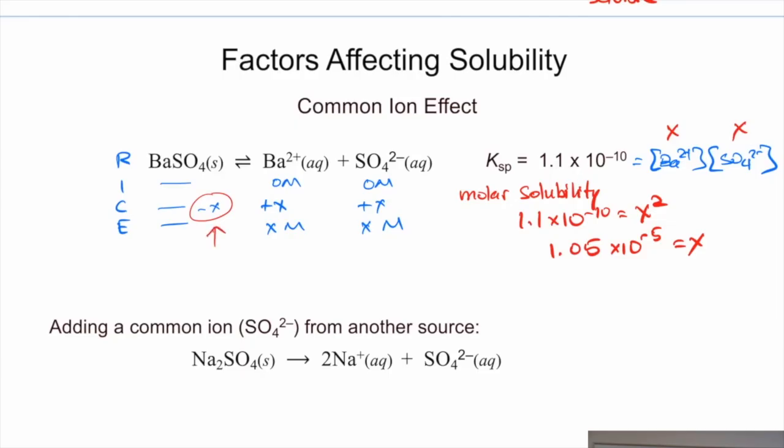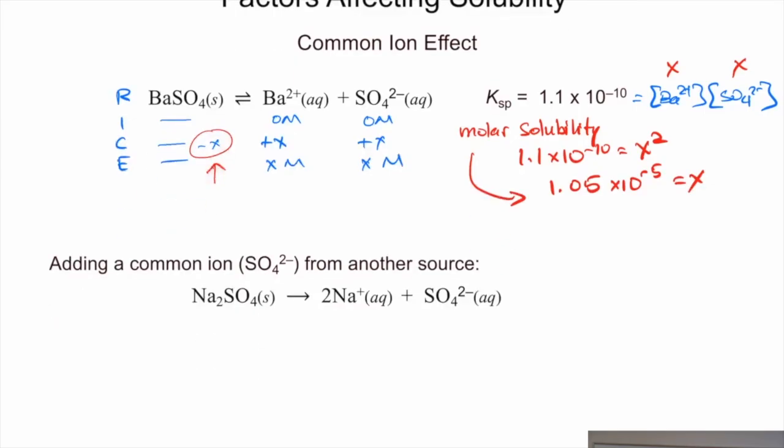When it was solubilized, barium sulfate is going to dissociate into its two ions, and those are 1 to 1. So this is the molar solubility when there's nothing in the water. We haven't done anything yet, okay?